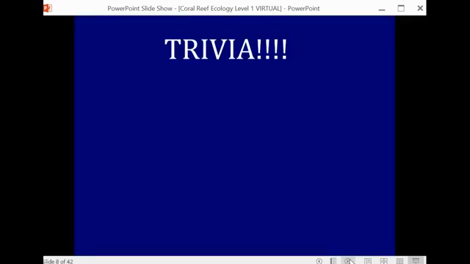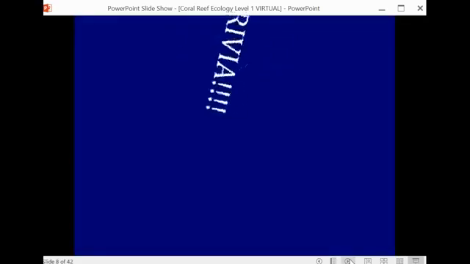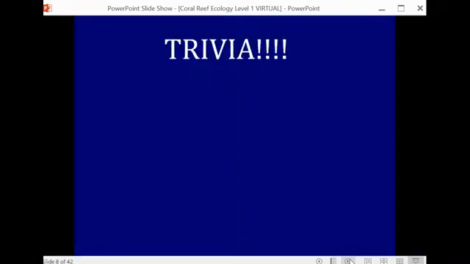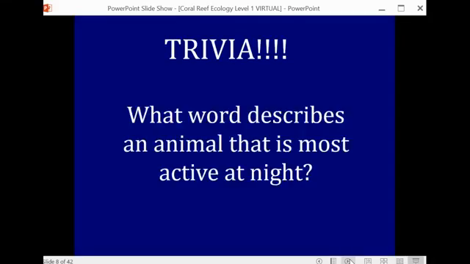Trivia question. Here we go. Game face on. You have that worksheet, you can fill it out, you can yell this out, type it in, whatever works for you, okay? I want you to tell me what word, and I think I said it a few times, describes an animal that is most active at night? Most of our corals follow this type of animal. What word describes an animal that is most active at nighttime?